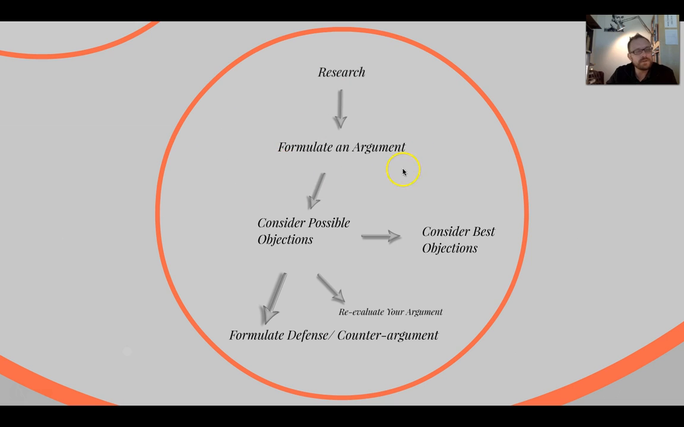But once you've formulated this argument, you need to consider the possible objections that might arise, and importantly, what the best of those objections are. Typically, you'll formulate a defense to those best objections, but sometimes you'll want to be more exhaustive. Once you figure out what the objections are, you have a choice. You either have to formulate a defense or a counter argument to the objection, or you need to reevaluate your own argument and begin the process again.